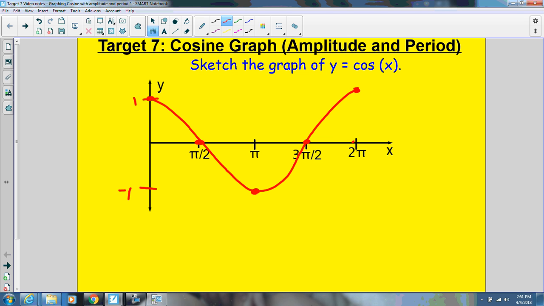So if we look at some characteristics here, the amplitude would be 1. The period is 2 pi. The midline will be y equals 0. Okay, so that's our parent function.